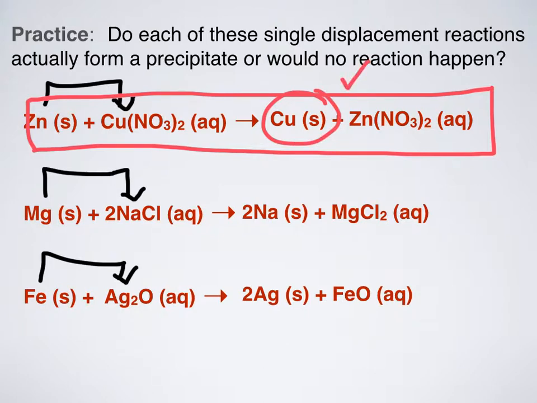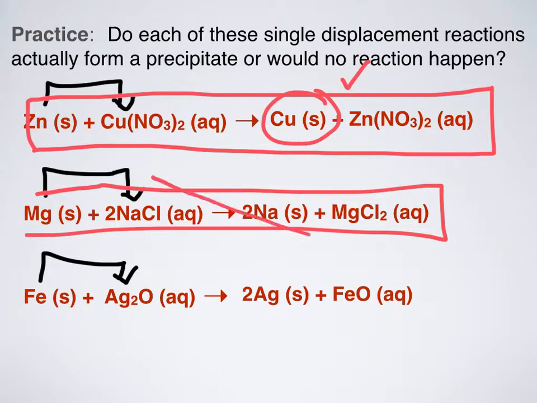Next up, I've got magnesium trying to replace sodium. So here's the thing. Magnesium is lower on the list, sodium is higher on the list. So this reaction is forbidden. No reaction would happen. I could take a solution of salt water and put a strip of magnesium in it, and nothing would happen as a result. Okay? No reaction. It is forbidden.